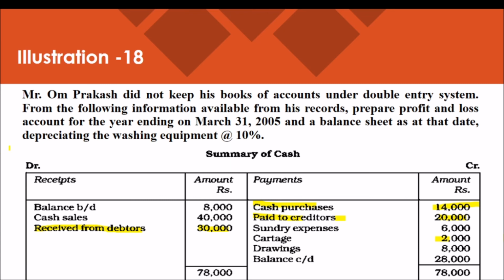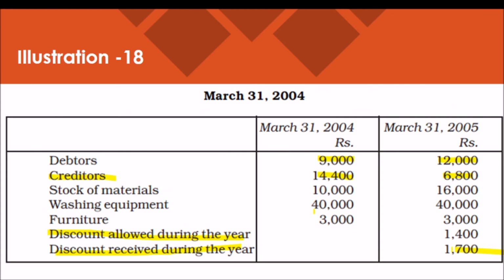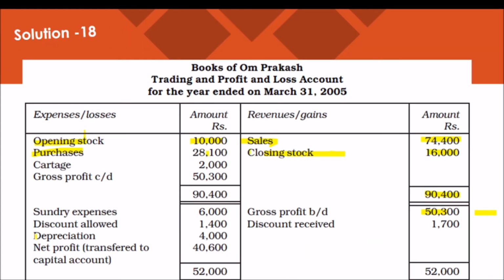Yes, washing equipment, 10% depreciation. So 40,000 is the value of washing equipment. 40,000 into 10%, that is the amount of depreciation, 4,000. So total 52,000 less the total of these three items, sundry expense, discount, we will get a net profit of 40,600. In this way we are calculating the amount of net profit.